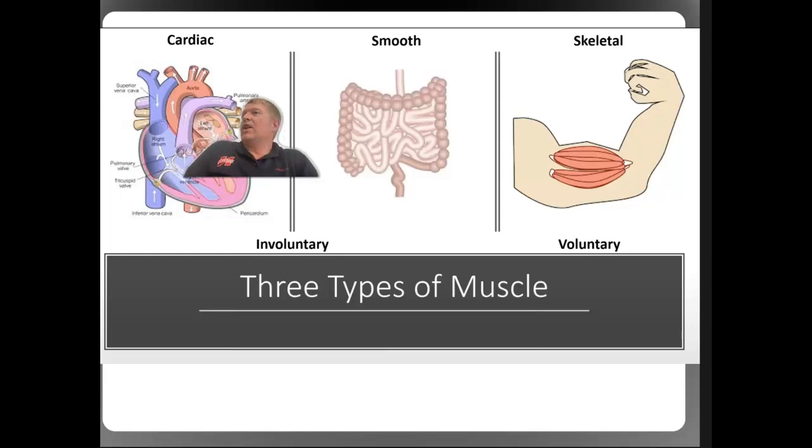There are three types of muscles in the body. You have your cardiac muscle, which is a little bit different. Again, this should all be review from your physio class. You have your smooth muscles, which will be a lot of your other internal organs. And then there are skeletal muscles. We will focus mostly on skeletal muscles today.